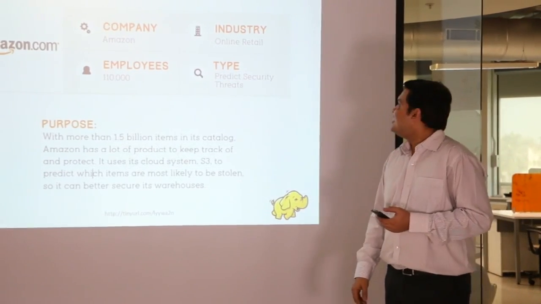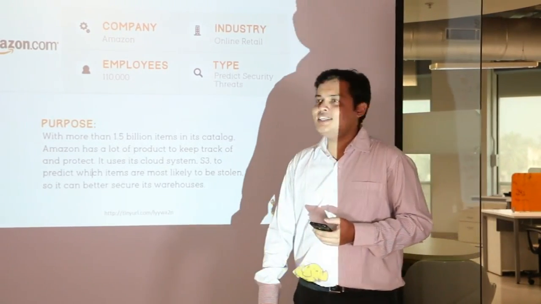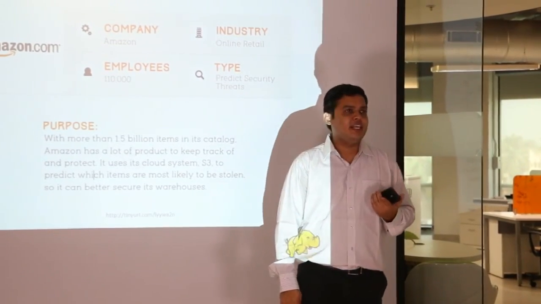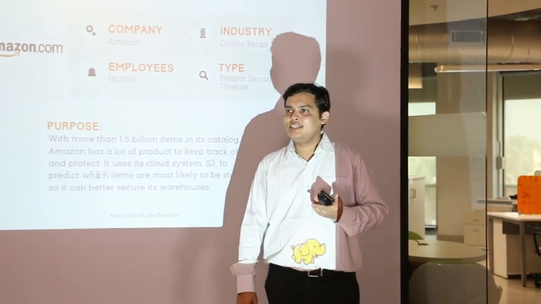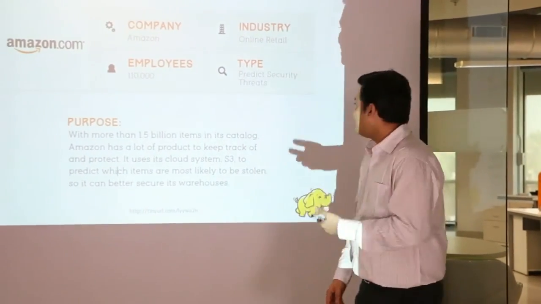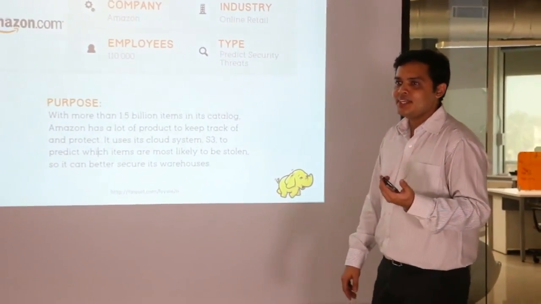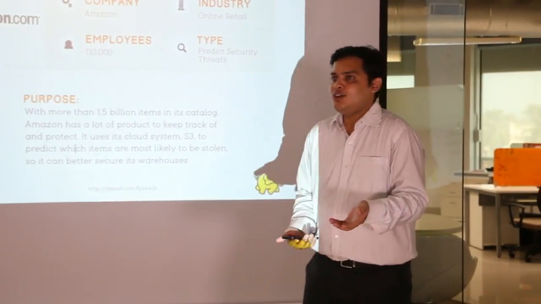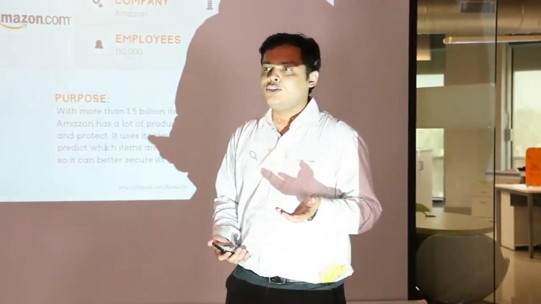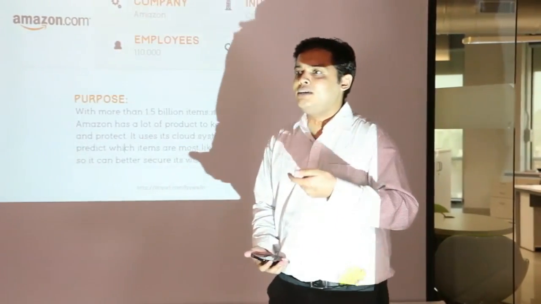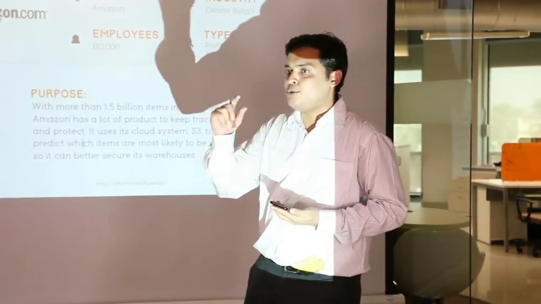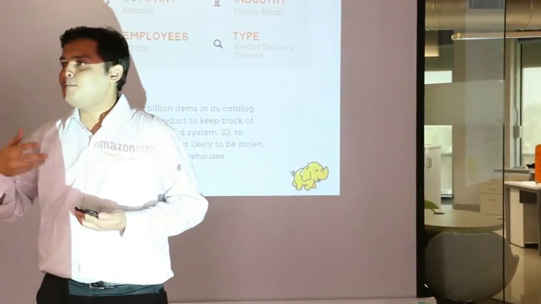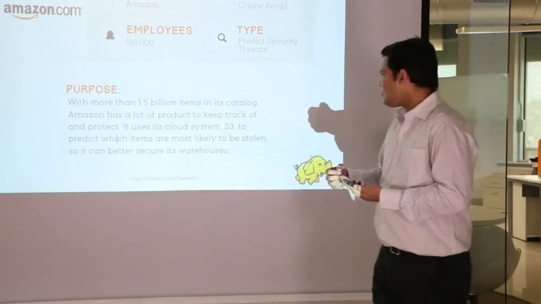Amazon. Amazon has a different thing actually. What Amazon does is use big data to predict security threats. Amazon already has around 1.5 million items. Agree? So if an item goes into a warehouse, it can get stolen, right? There are chances that someone will steal that product. So they predict which products are more likely to get stolen, and based on that, they will take precautionary action against it.